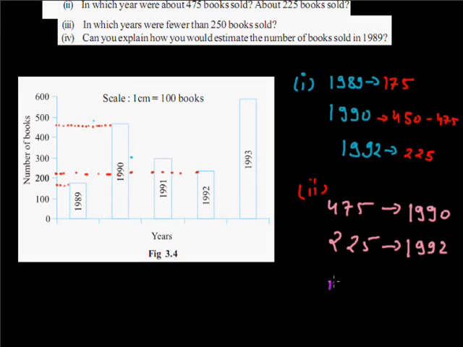So in the third part, our answer will be year 1992. Fourth part: can you explain how you estimated the number of books sold in year 1989? Now 1989 is this one. Now how do we estimate it?